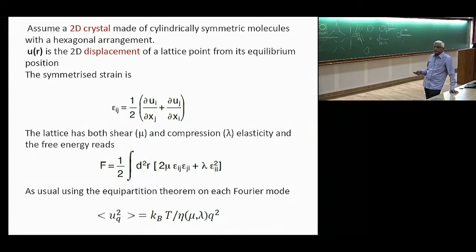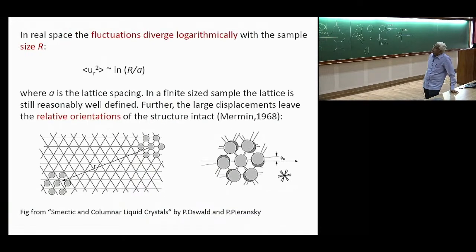u(q) squared goes like this, again 1 over q squared, which means in real space, the fluctuations diverge logarithmically with the size R again. It's only a quasi long range order. a is, of course, the lattice spacing, R is the size of the sample. So if you have a large size sample, there is no 2D crystal. Then Mermin pointed out in 1968 that in spite of this, there could be a long range orientational order.